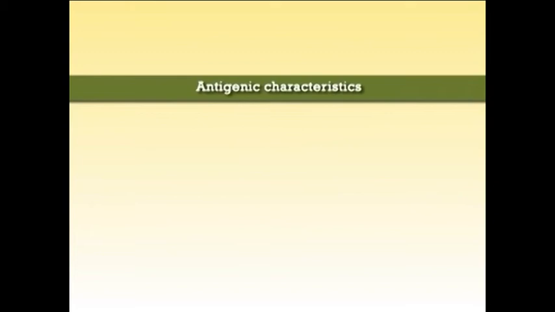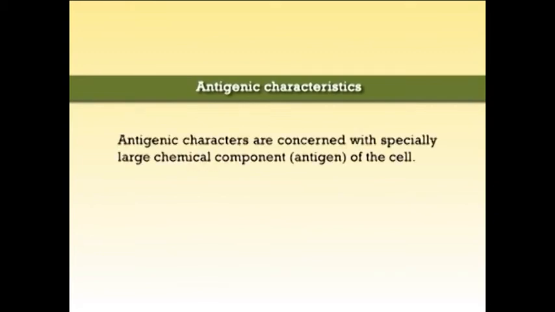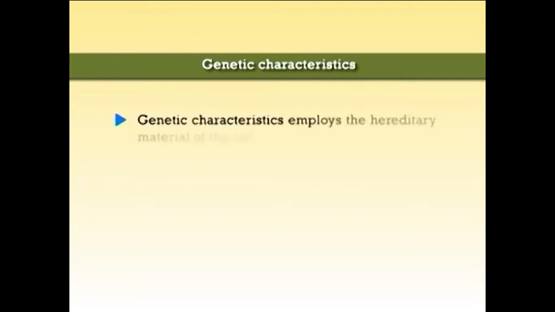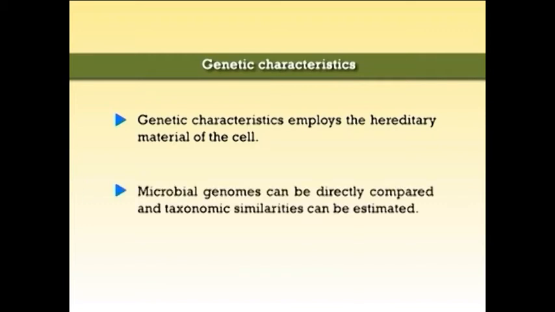Now we'll see the antigenic characteristics. Antigenic characters are concerned with specific large chemical components that we also call antigens of the cell. Genetic characteristics employ the hereditary material of the cell. Here, microbial genomes can be directly compared and taxonomic similarities can be estimated.